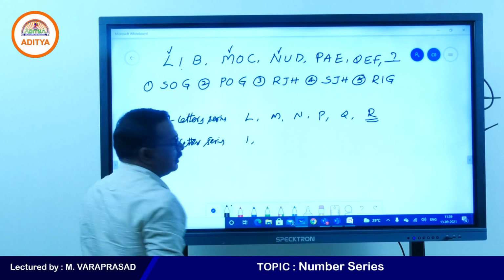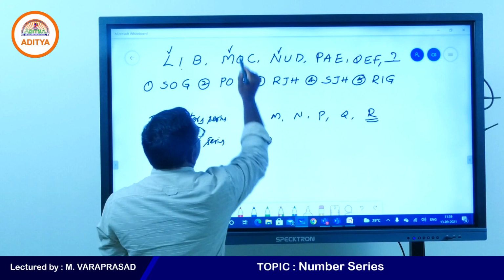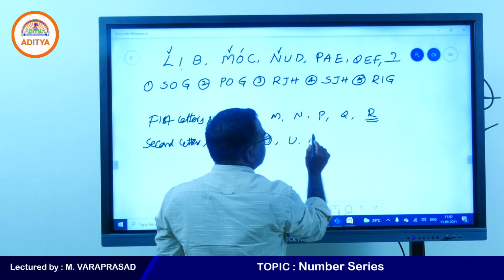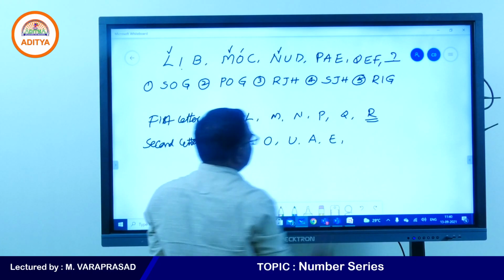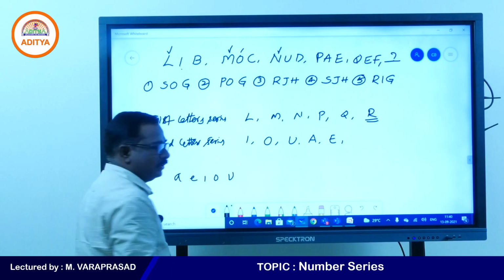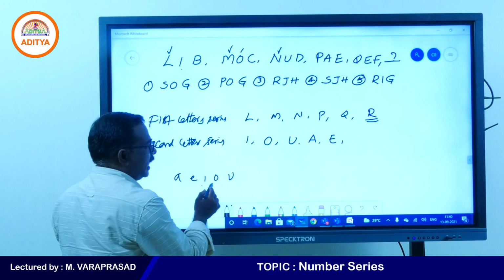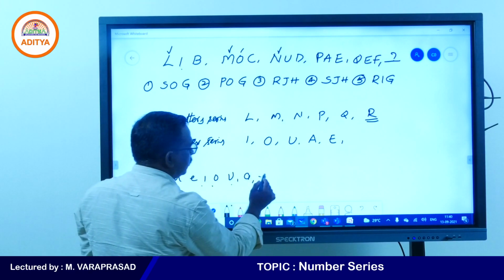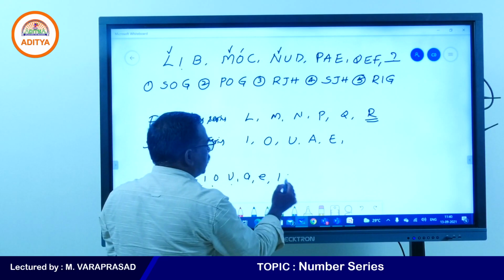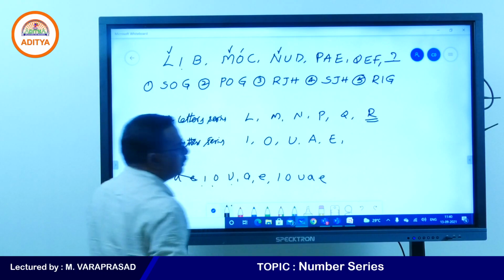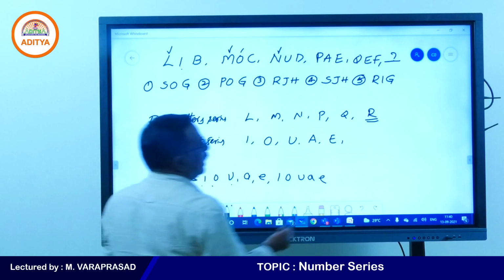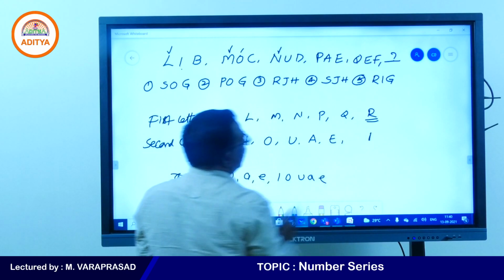I is a vowel. O is also a vowel. U is also a vowel. A is also a vowel. E, yes. We have A, E, I, O, U as vowels. They started from I: I, O, U, A, E. Again you need to start I, O, U, A, E only, because we have only 5. Again you need to start with I only. So the next one you will get is I.